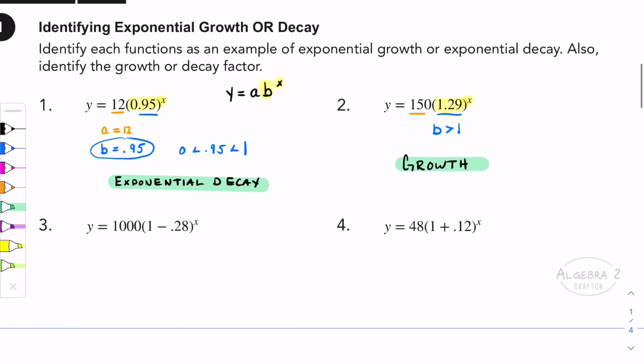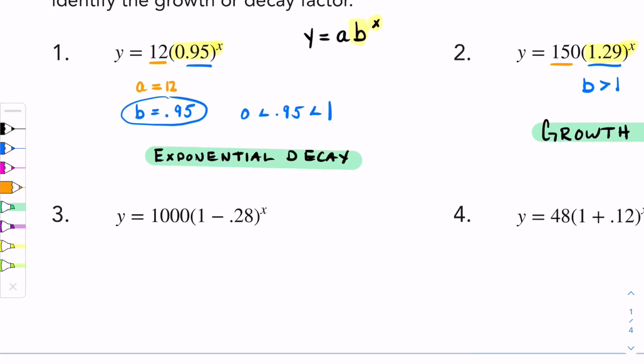Now let's take a look at number 3. Number 3 is 1,000, which is your a value, times 1 minus 0.28. 1 minus 0.28 needs to be consolidated in order to get that single b value. So I'm going to rewrite this as 1,000 multiplied by 0.72 raised to the power of x. Now we have a single base with our exponent, and that base is between 0 and 1, so we will say this is decay, specifically exponential decay.